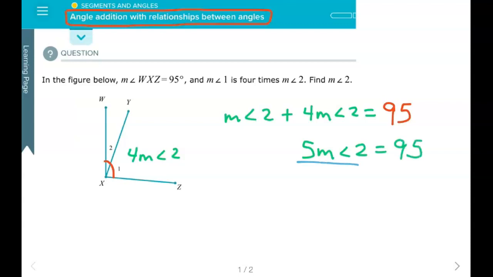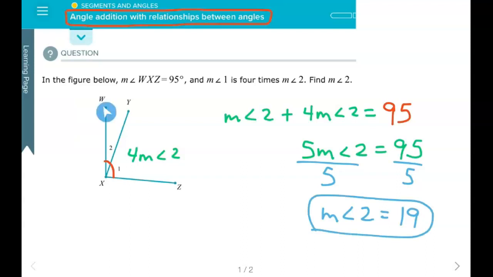To get rid of multiplying by 5, we'll divide by 5, and that gets the measure of angle 2 by itself, and we get 19. And you can look at it and make sure that it's reasonable for that angle to be 19 degrees.